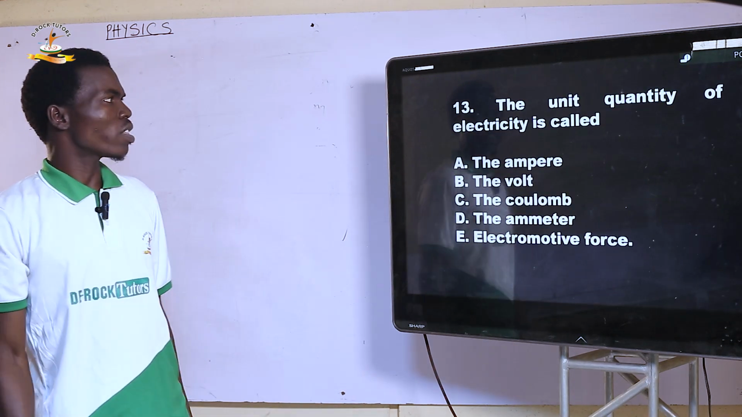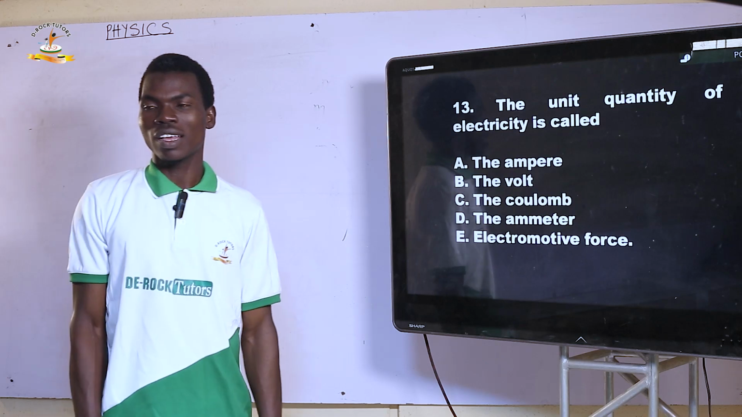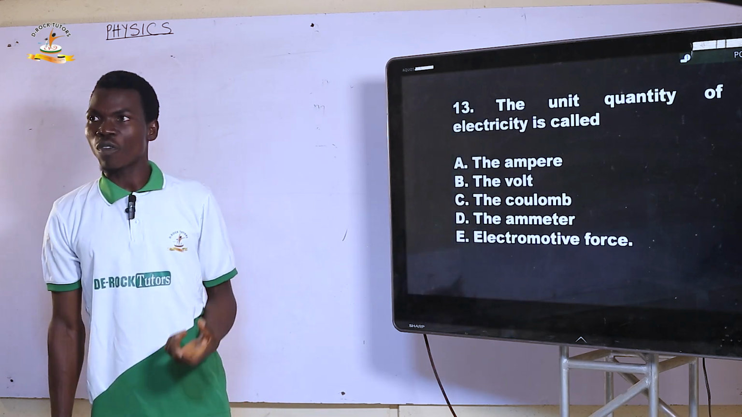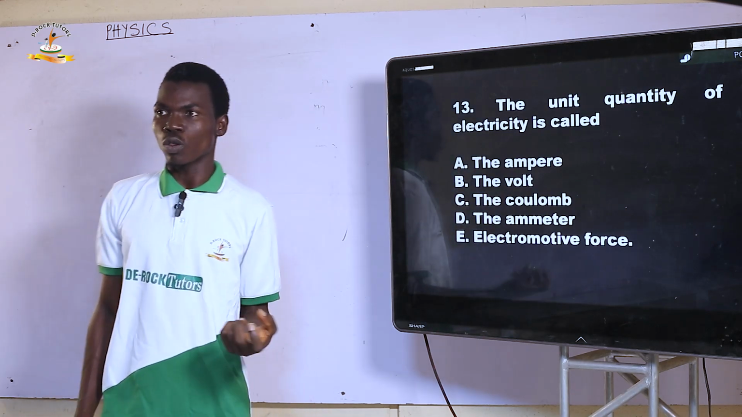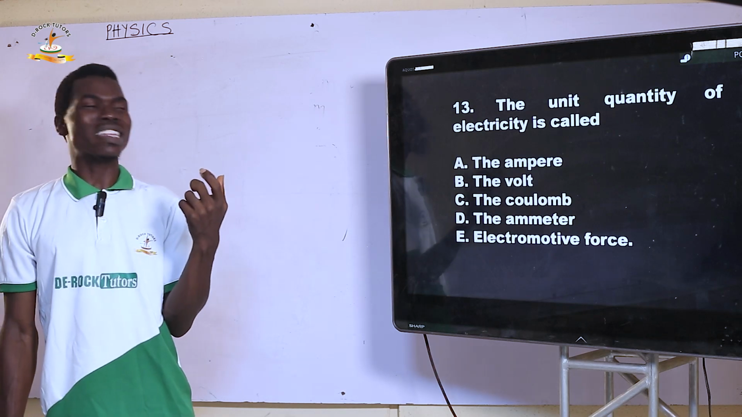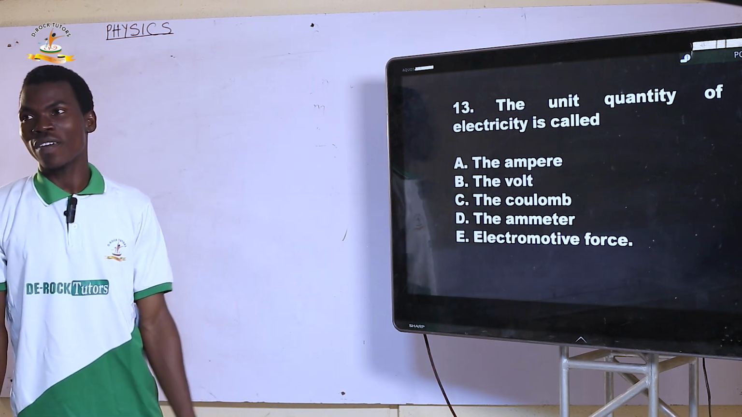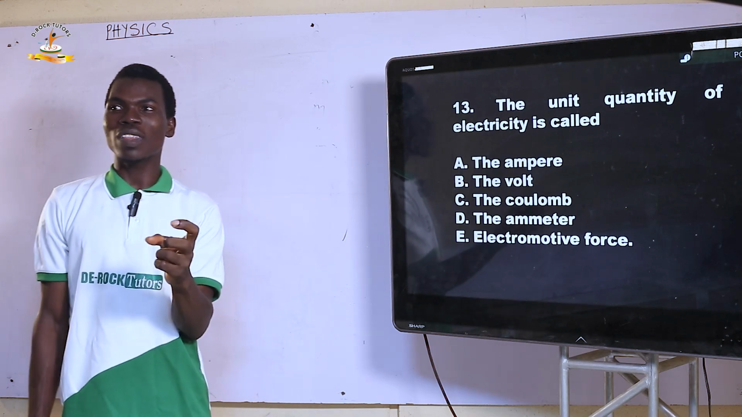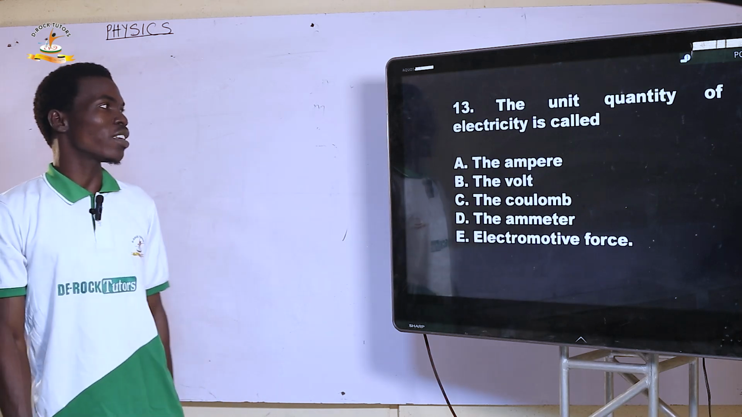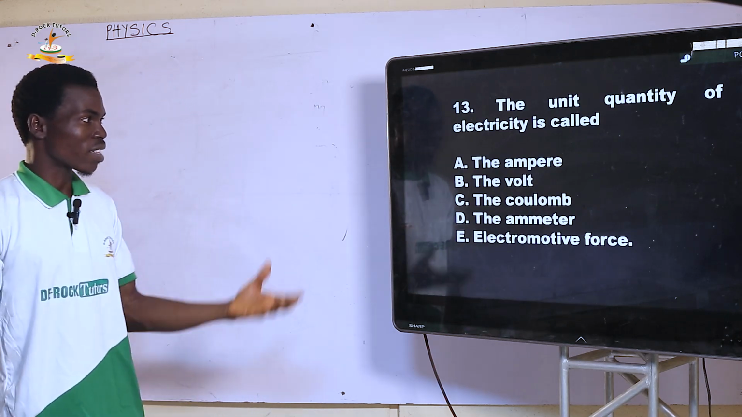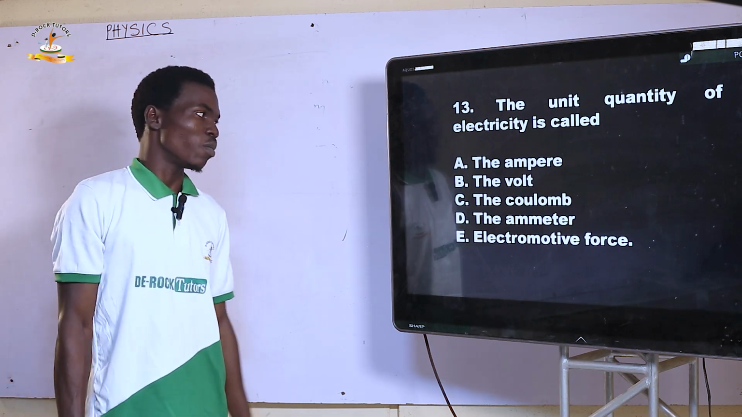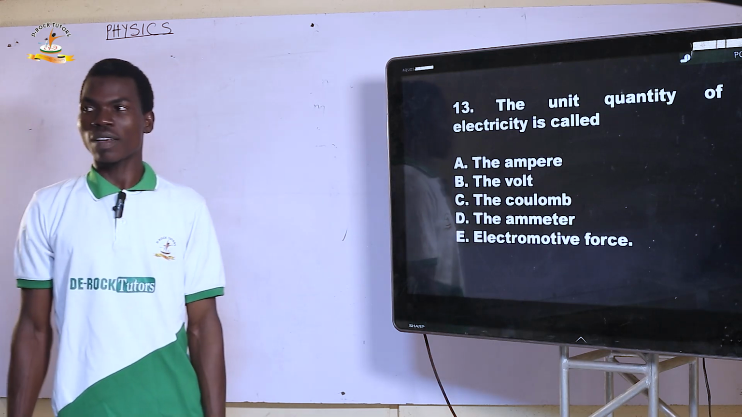Question 13. The unit of quantity of electricity is called what? You might most likely be tempted to choose the first option, which is the ampere. However, it is not. It is coulomb that is the unit of quantity of electricity. So the answer is going to be the coulomb. C is the correct answer for that.